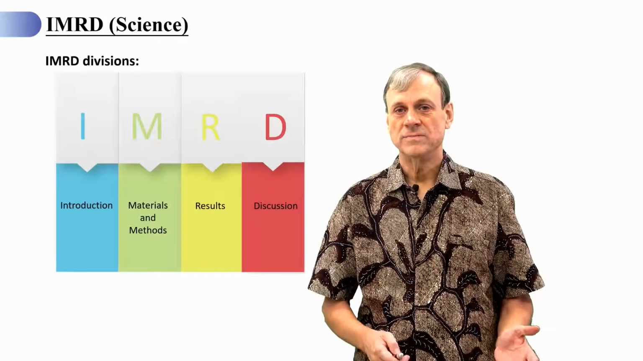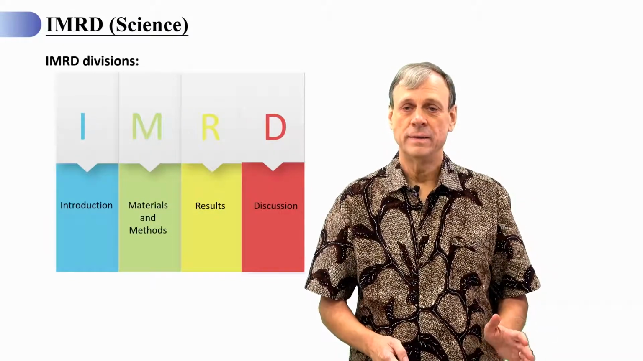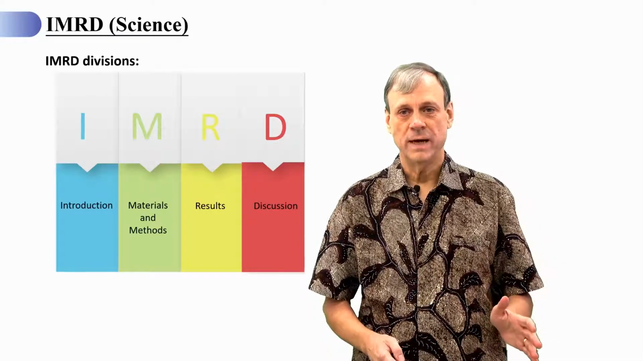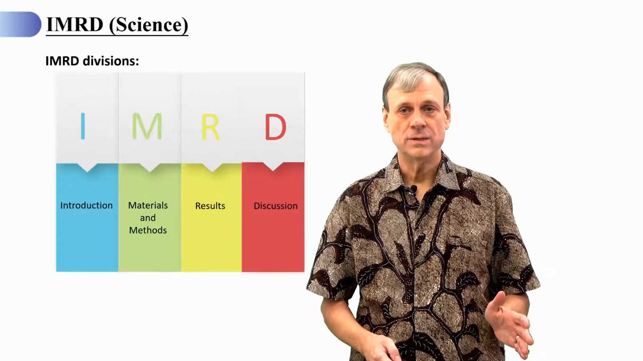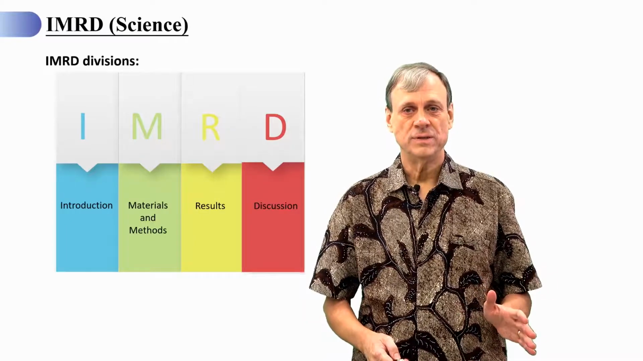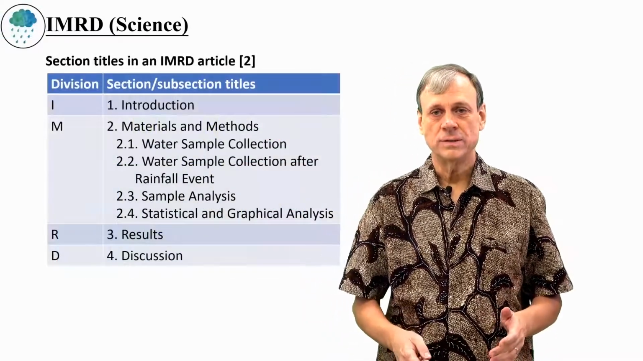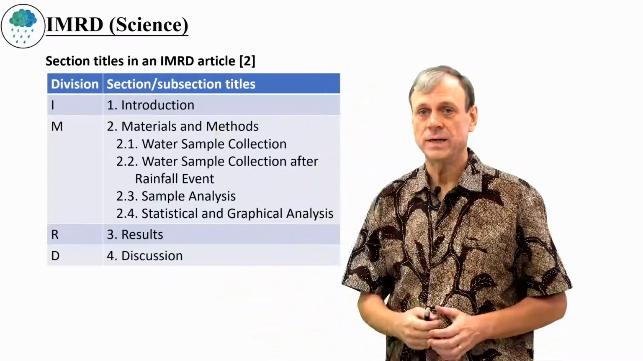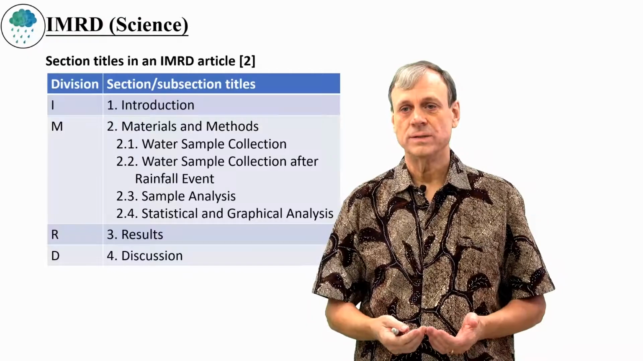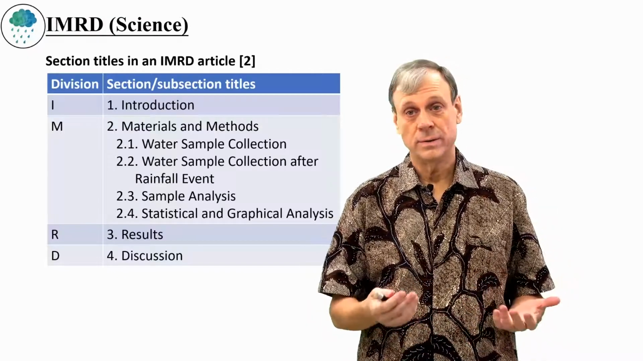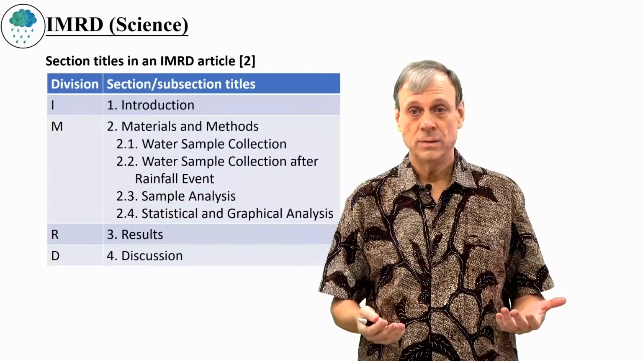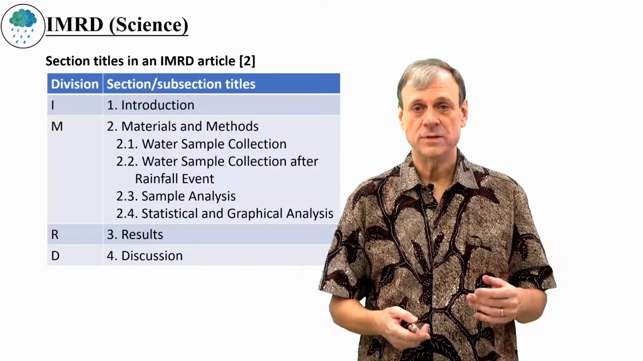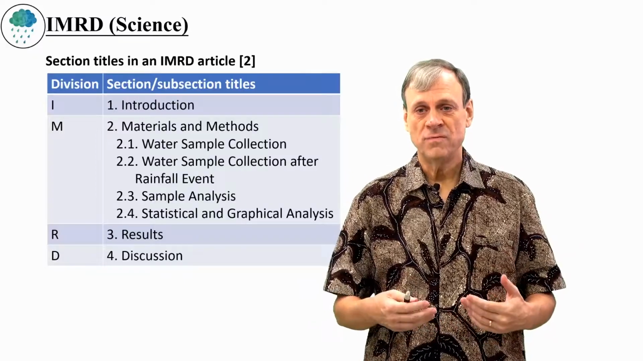Most science articles follow what's called an IMRD format. That is, they begin with an introduction, I, followed by materials and methods, results, and discussion. Those are the four divisions. And in science articles, the divisions are the same as the section titles. So you can see the section titles there, which are given by the author, are Introduction, Materials and Methods, Results, and Discussion. And then within the Methods division, it has four subsections.